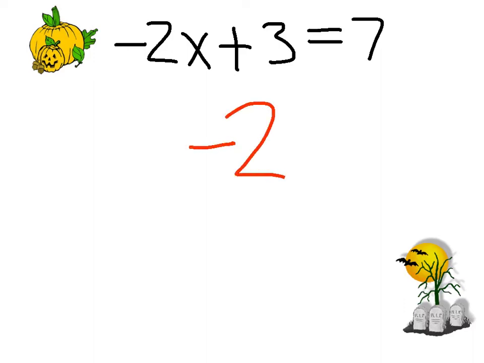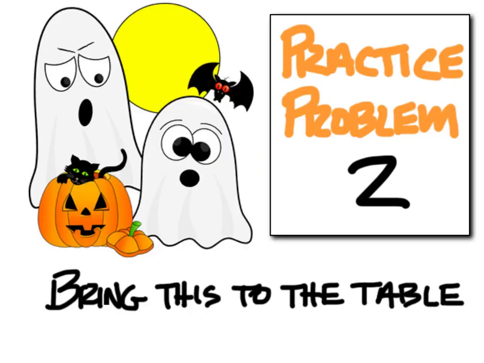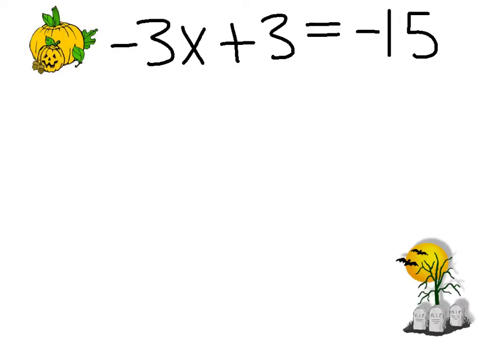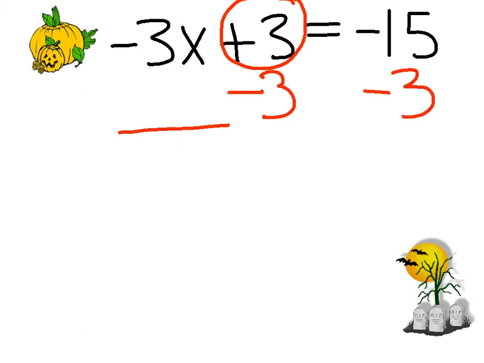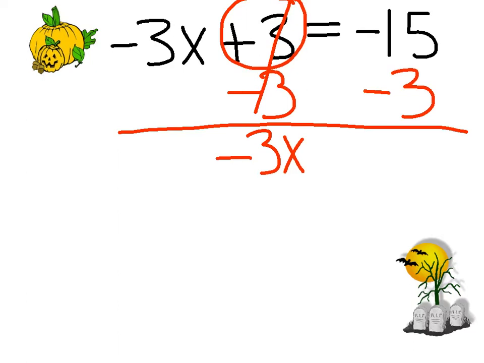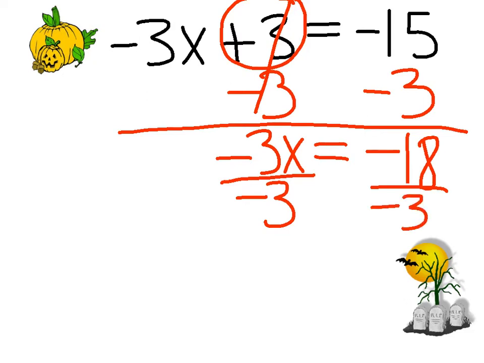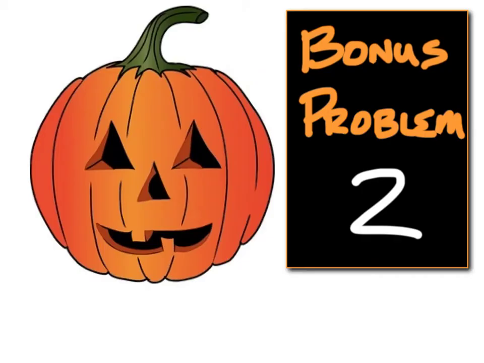Answer for this one is -2. Practice problem number 2. We have -3x plus 3 is equal to -15. We have a +3, so we're going to subtract 3 from either side. That's going to give us a -3x on this side. After we have a +3 and a -3, those are going to cancel out. On the right side, we have -15 minus 3. That's going to give us a -18. We divide by our -3. -18 divided by -3 is going to give us a +6.